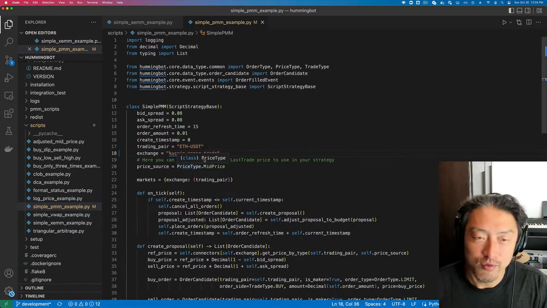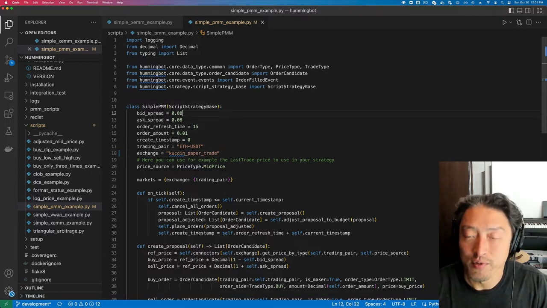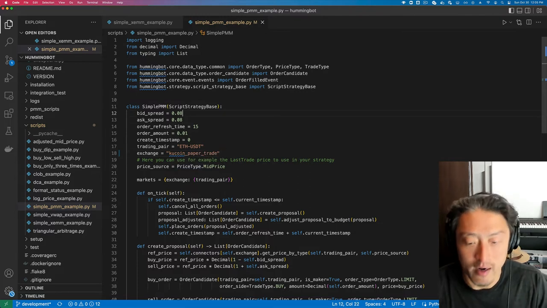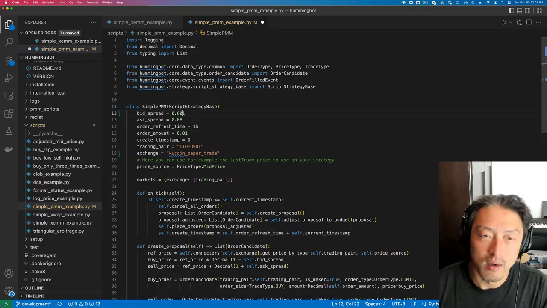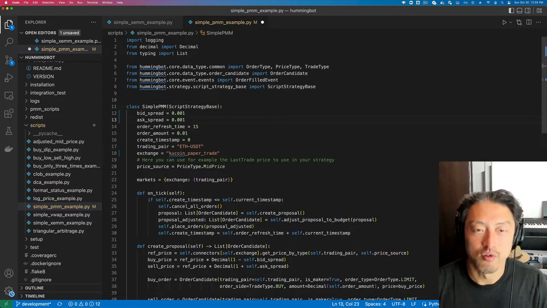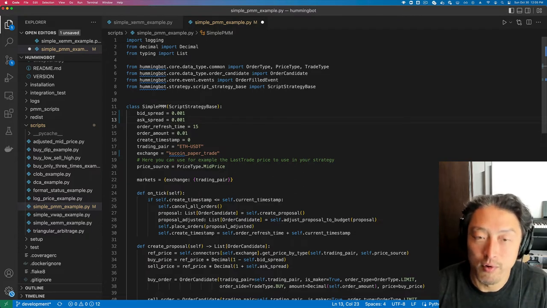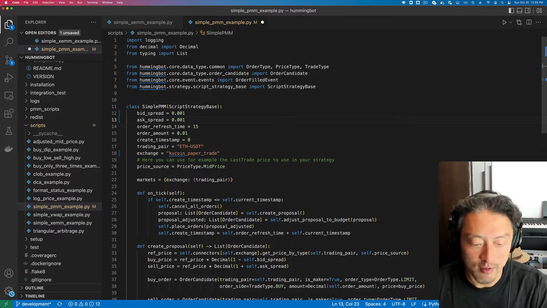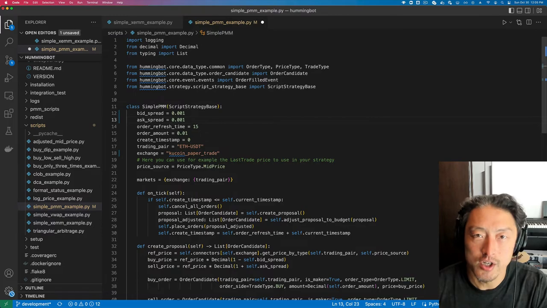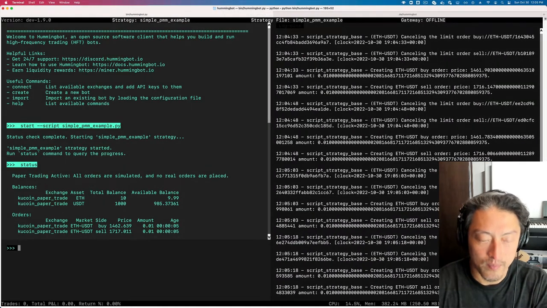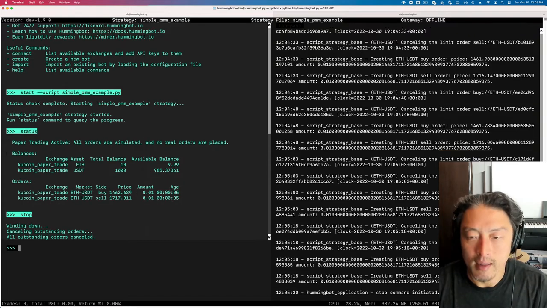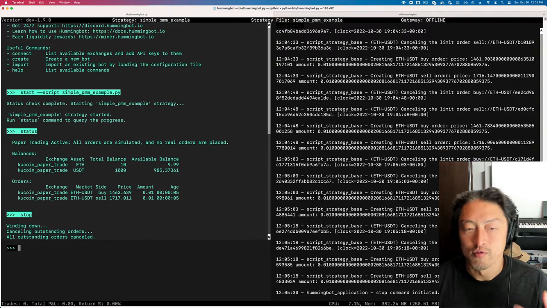So if we go back to the script, right now these are 8% spreads. Let's set them a lot tighter. Let's set them at 0.01, which will be 0.1% or 10 basis points. If we make that very simple change and save the file, we can go back here and stop the bot, and then we can start the script again.